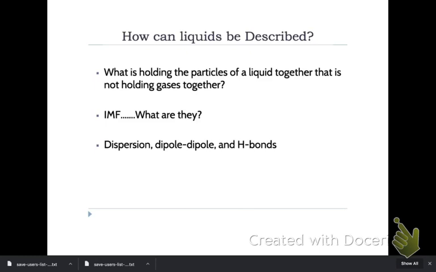So what's holding the particles of a liquid together that's not holding the gases together? So think about water and water vapor. Why does water stick together as a liquid, but its vapor is going to be a gas? Well, it's the intermolecular forces. So if we're thinking about water, we have dispersion forces, dipole-dipole forces, and hydrogen bonding, all holding water together as a liquid. Once we add enough kinetic energy that we can overcome those IMF, then it goes from a liquid to a vapor or a liquid to a gas.